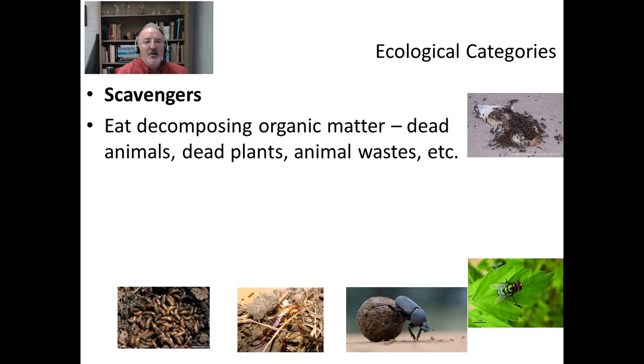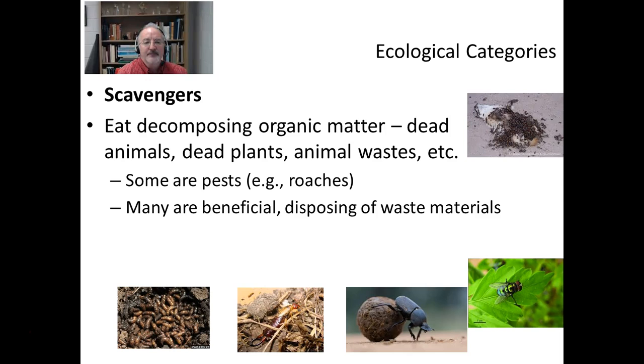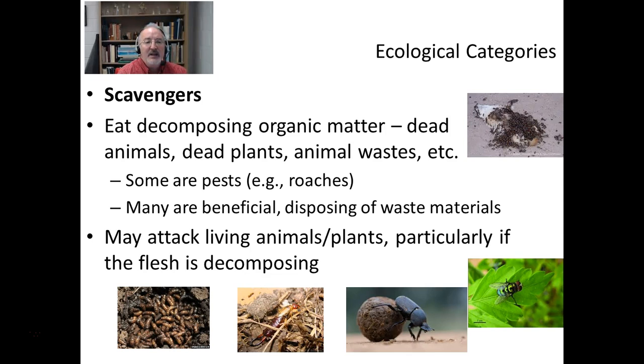Scavengers eat decomposing organic matter, dead animals, dead plants, animal waste, etc. Some, like roaches, are pests, but many are beneficial because they help dispose of waste materials. They may attack living animals and plants, particularly if the flesh is decomposing.